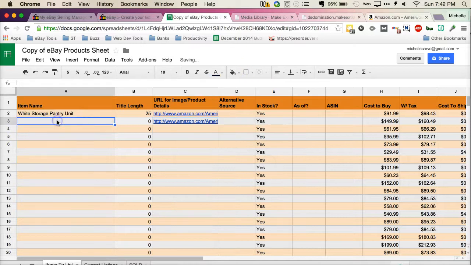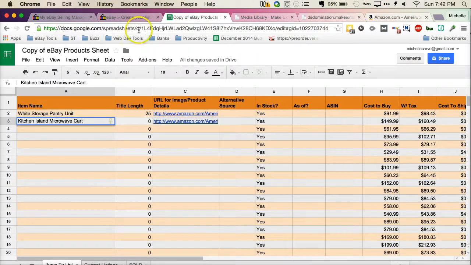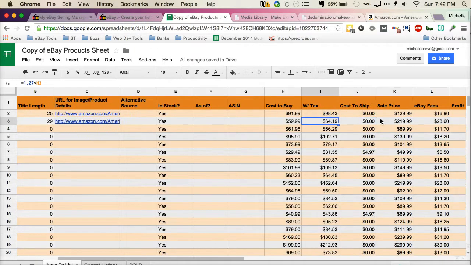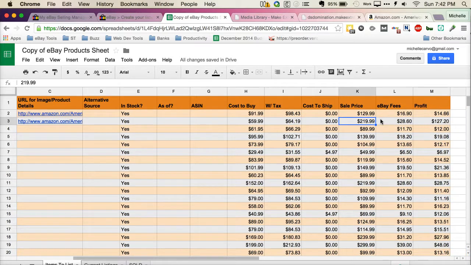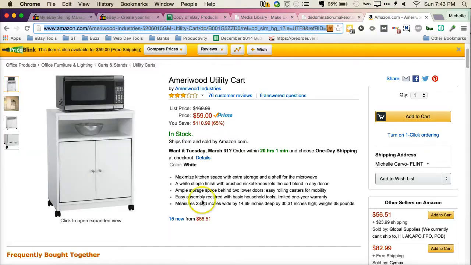They call this a kitchen island microwave cart. Alright, so it's $59, and again, we're factoring in tax. Our calculator and the spreadsheet factor that in, so it's $64 with tax included. Let's say we're going to sell this for $99.99. It's going to make us a $22.80 profit if it sells. So we've already got 2 items, and we're only 4 minutes into this.